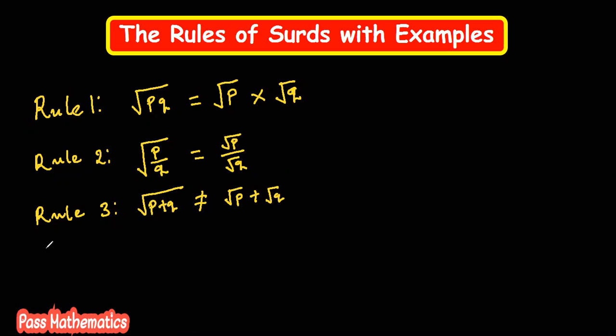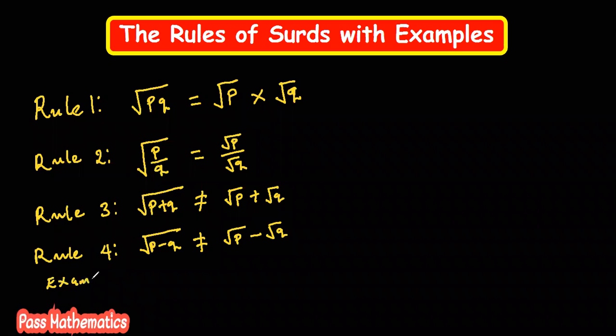And then rule number four: the root of P minus Q is also not equal to root P minus root Q. So take note of this, provided both P and Q are positive.